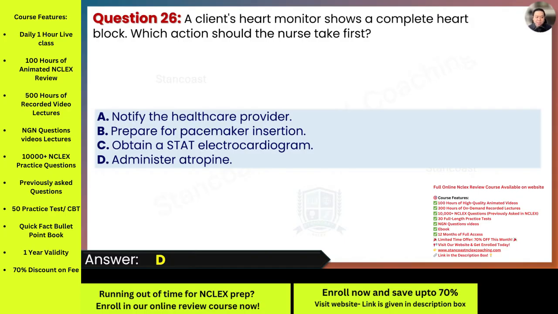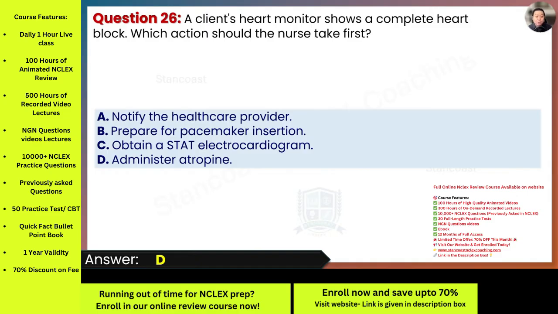Now, what about letter C? Obtain stat ECG. We know that this can confirm the diagnosis of complete heart block and show the independent P waves and the atria contracting at a different rate from the ventricles. This action is basically redundant in this case, because the heart monitor has already displayed the characteristic signs of the heart block. So there is no need to waste time on an ECG before acting.